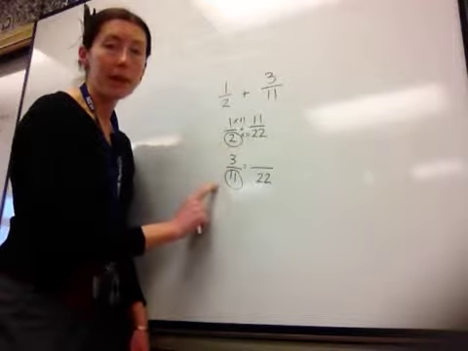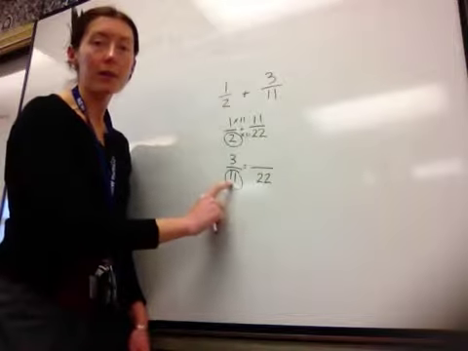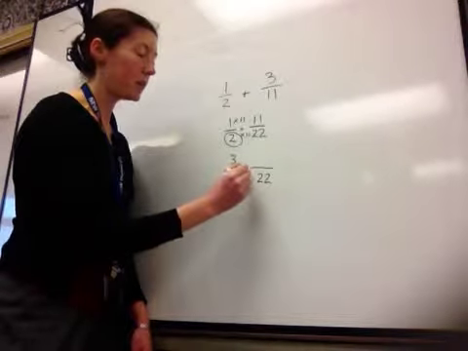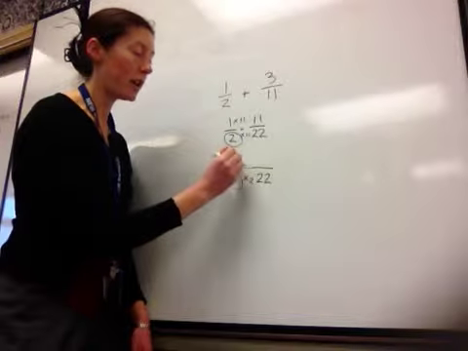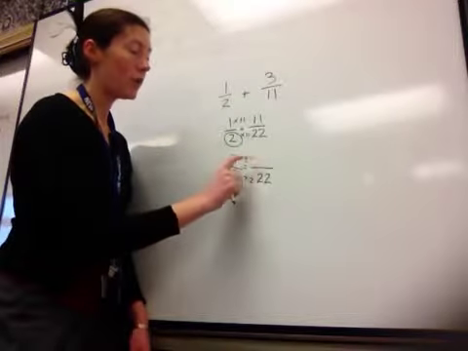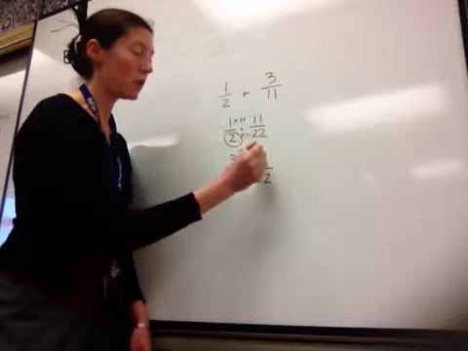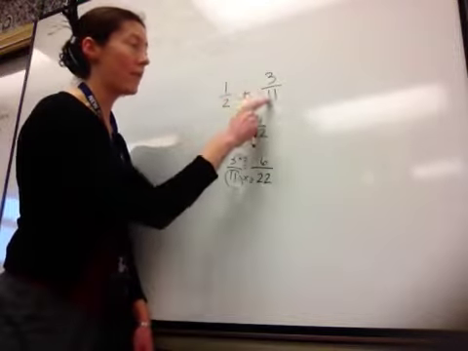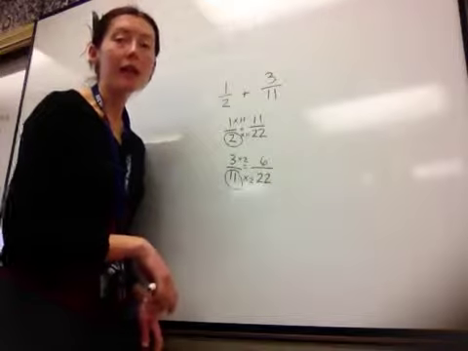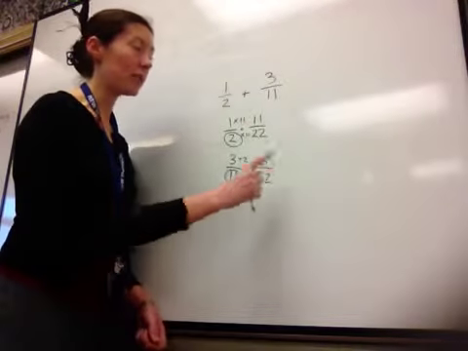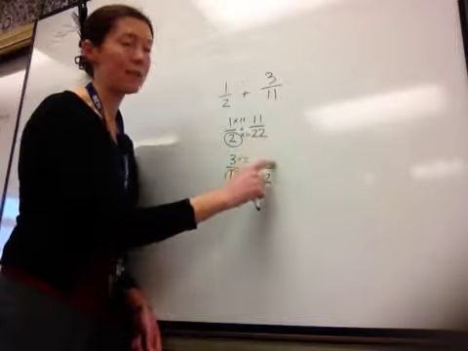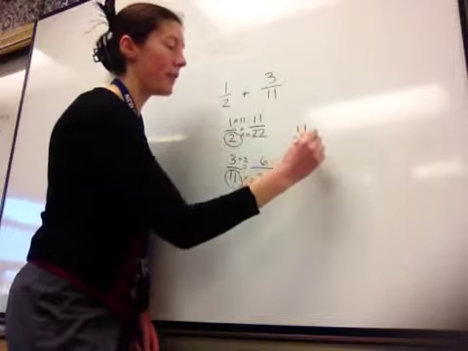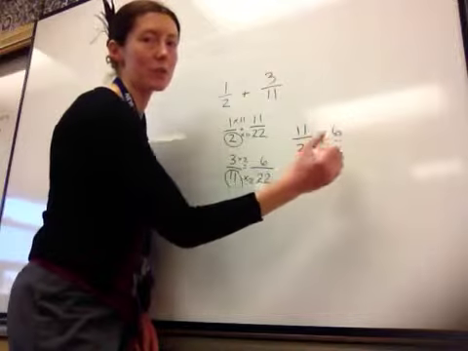Then down here for 3/11, I ask myself, what did I do to the 11 to make it become 22? I multiplied it by 2, so I will do the same to the numerator. And so my numerator will be 3 times 2, which is 6. So now, instead of adding 1/2 plus 3/11, I'm going to add the equivalent fractions of 11/22 plus 6/22. So I'm going to rewrite my problem, 11/22 plus 6/22.